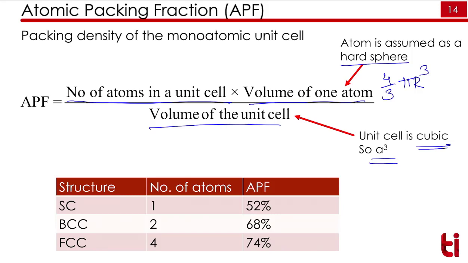So if you solve this, you will get, for simple cubic, a packing fraction equal to 52%. It means that only 52% of the space is occupied and the rest is empty. For BCC it's around 68%, and for FCC it's around 74%. It means that the highest density is for the FCC unit cell.